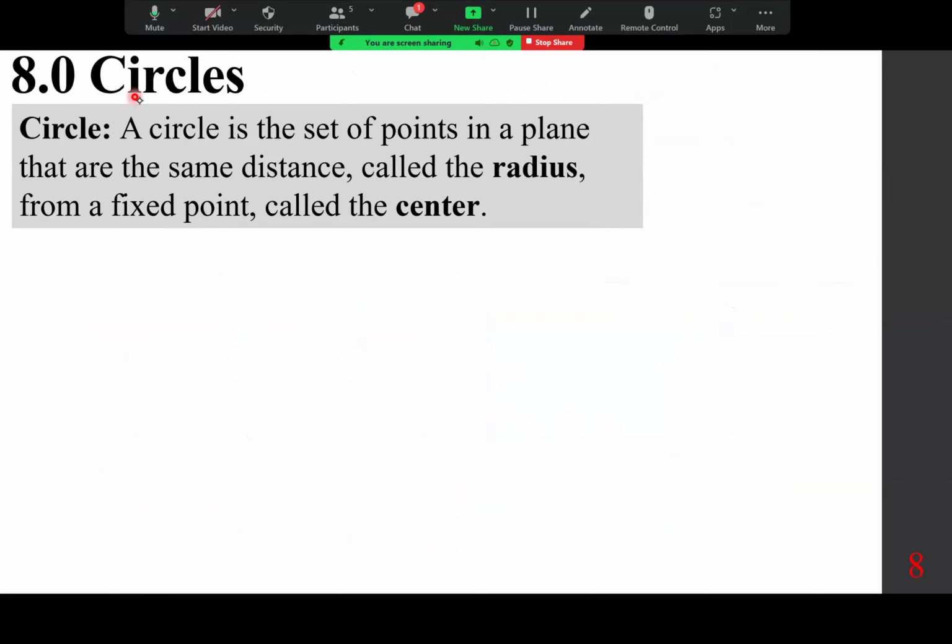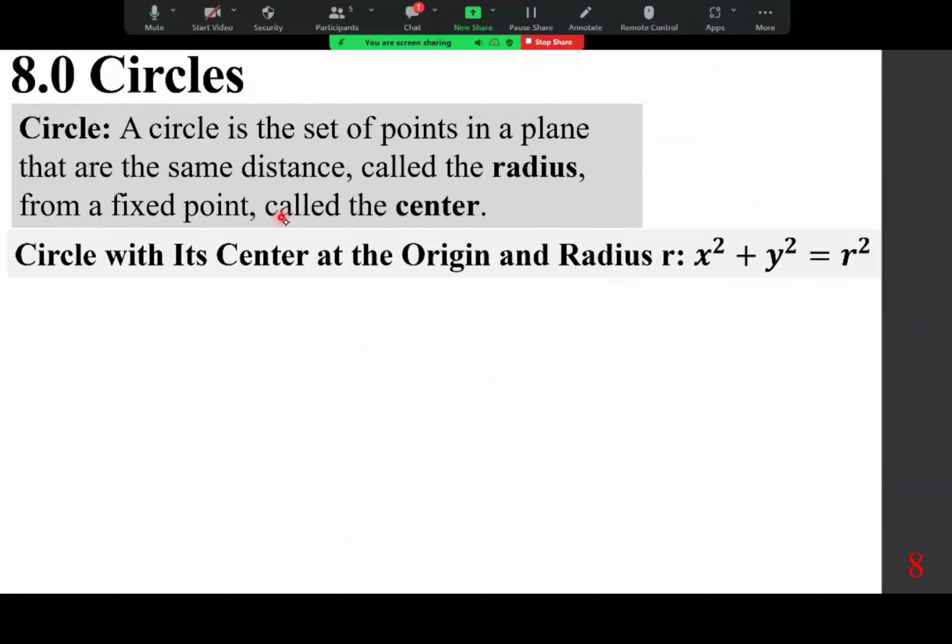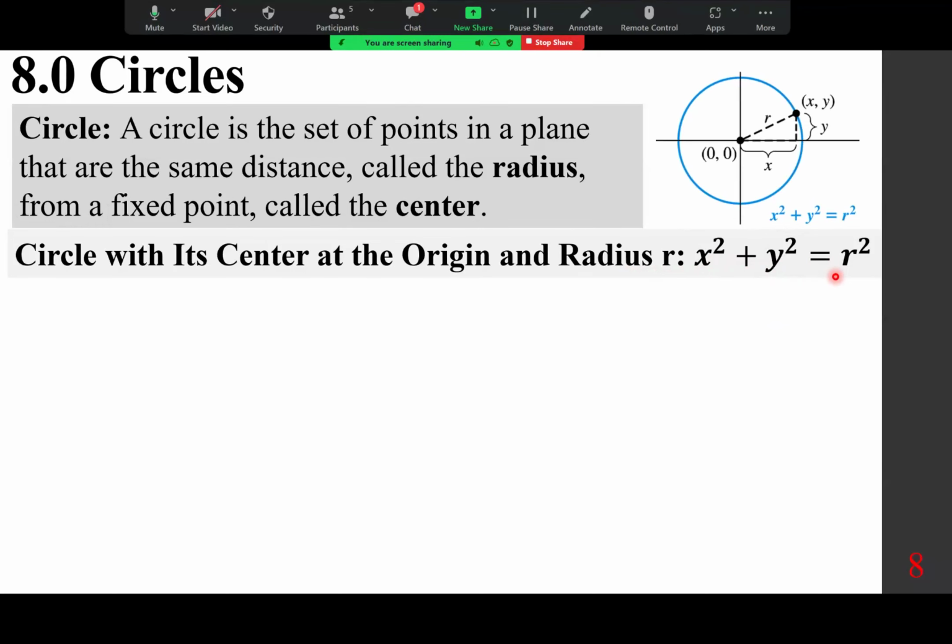So the first conic section we want to look at is the circle. A circle has a specific definition. A circle is the set of points in a plane that are the same distance, called the radius, from a fixed point called the center. A circle with its center at the origin and radius r has this equation: x squared plus y squared equals r squared. It has got to do with understanding the distance formula.